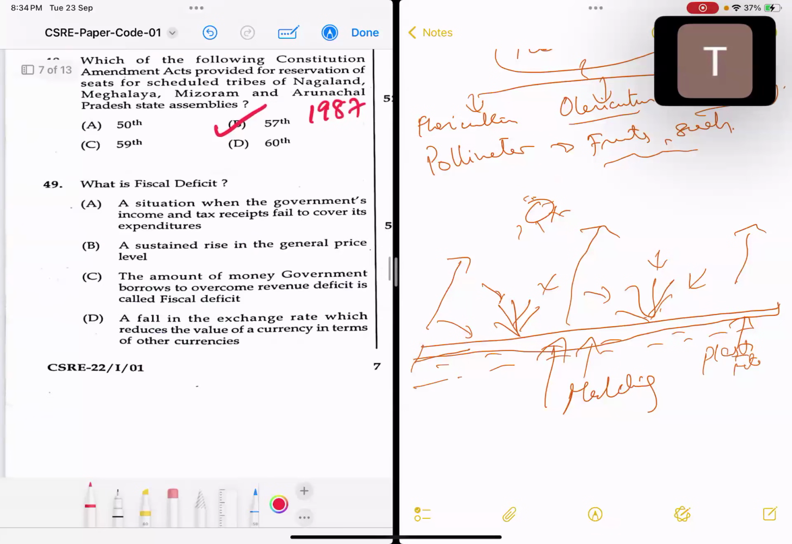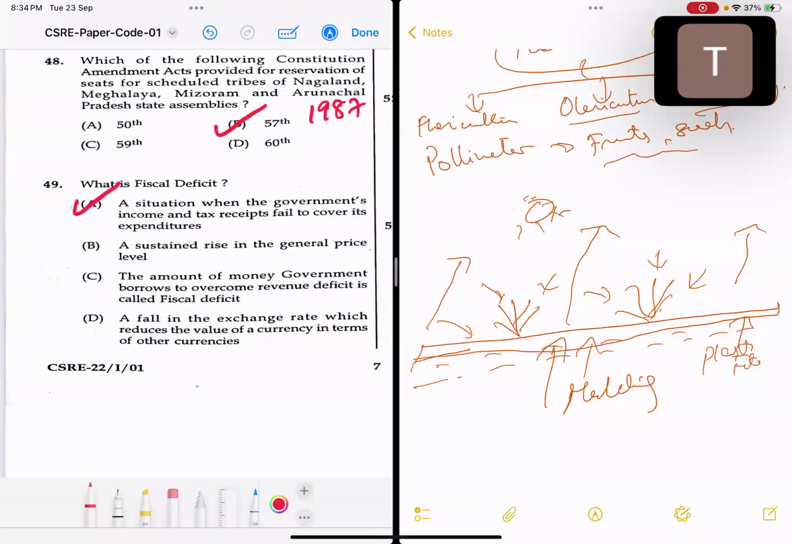So what is fiscal deficit? Now, fiscal deficit, as we're all aware, is when the government's revenues are unable to meet its expenditure, right? So expenditure is more and then government earning is less, right? So it is a situation when the government's income and tax receipt fail to recover its expenditure. So that's the correct option, okay? So in simple words, it simply means that the government is spending more than it's earning, right?